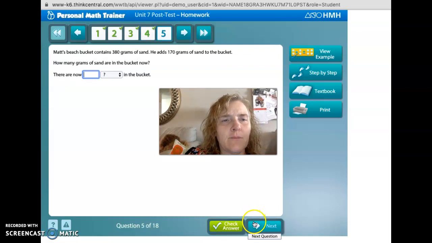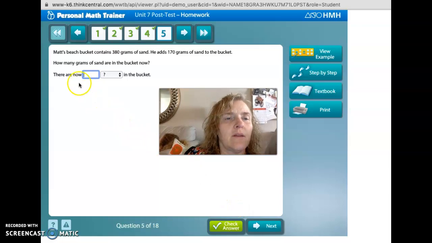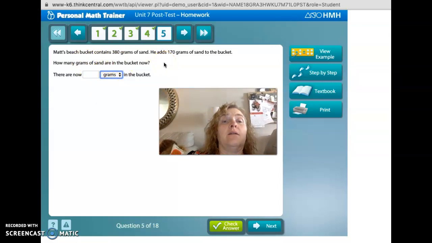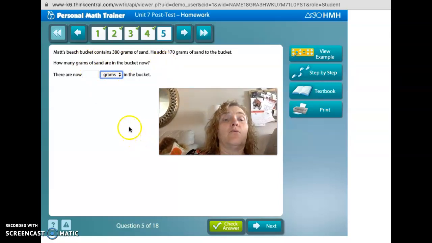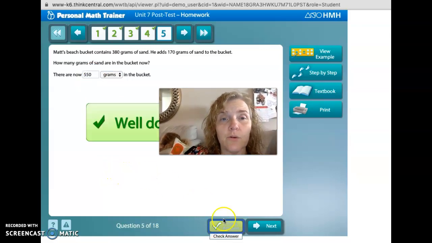Number 5. Matt's beach bucket contains 380 grams of sand. He adds 170 grams of sand into the bucket. How many grams of sand are in the bucket now? There are now blank grams. So I know it's grams. 380 plus 170 is 550. Well, let's hope I did that in my head right. I could probably use this piece of scratch paper. Phew!